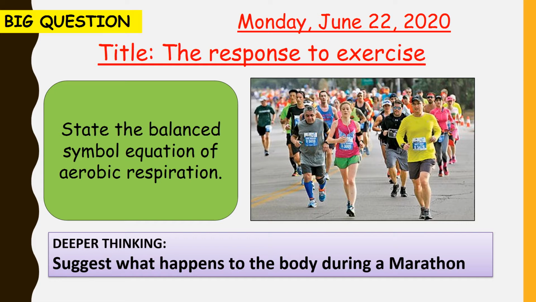Okay, so hopefully you've had a go at those activities. So if you put the word equation for aerobic respiration, then you should have glucose plus oxygen makes carbon dioxide and water, and you might have put and energy as well. The balanced symbol equation will be C6H12O6 plus 6O2 makes 6CO2 plus 6H2O.